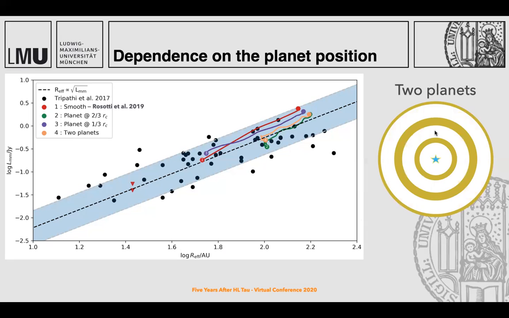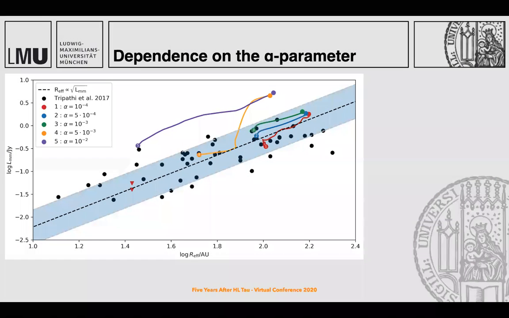Furthermore, this might suggest that when two planets are formed in a planetary system, the inside planet should be formed first. Otherwise, the mass reservoir will be limited by the outer planet. Next, we show how the alpha parameter affects the evolution tracks. The effect of it is not very straightforward.